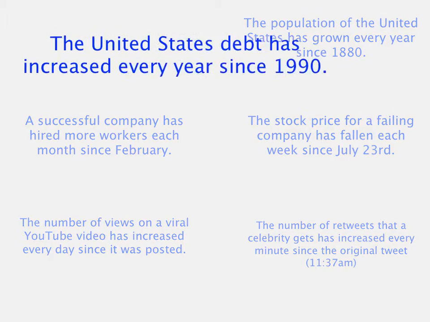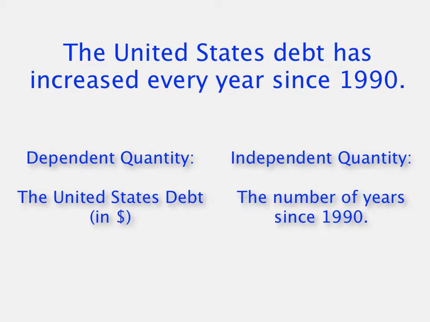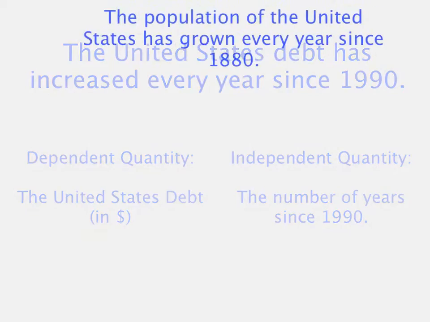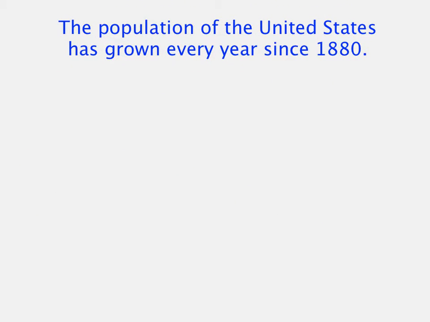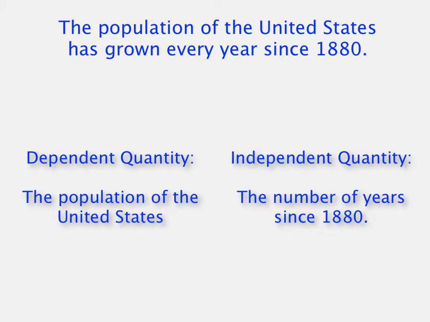So in the first example, our dependent quantity is going to be the United States debt in dollars, and our independent quantity is going to be the number of years since 1990. In our second example, the dependent quantity is going to be the population of the United States, and the independent quantity is going to be the number of years since 1880.